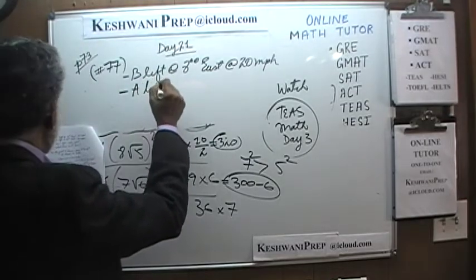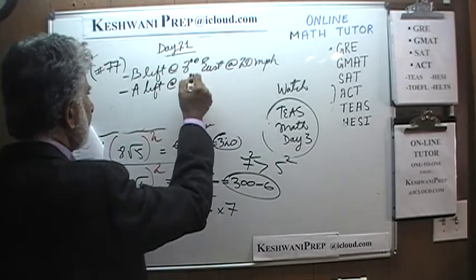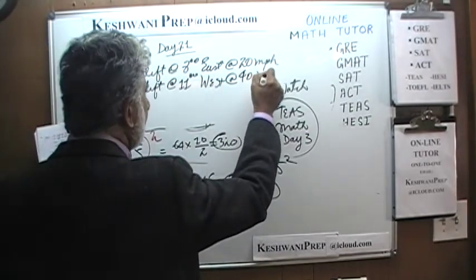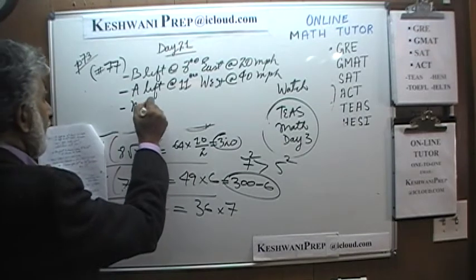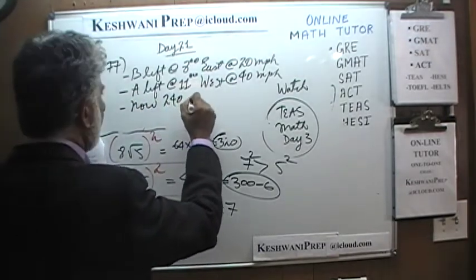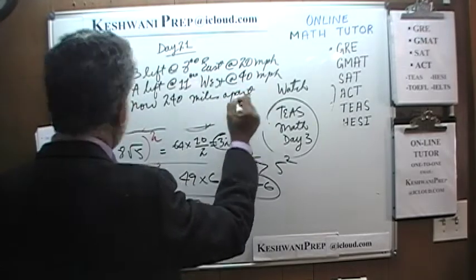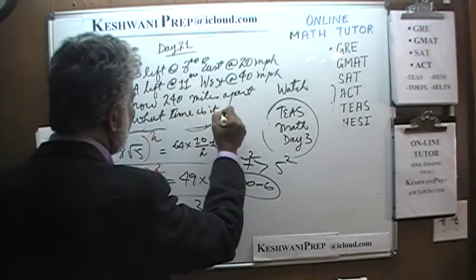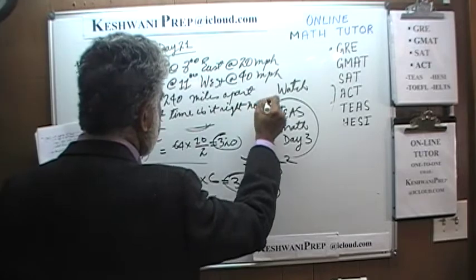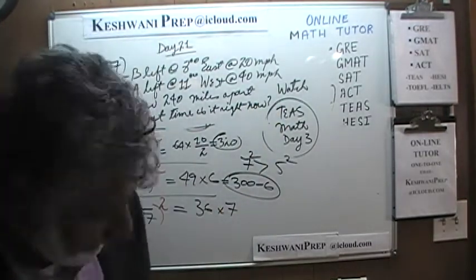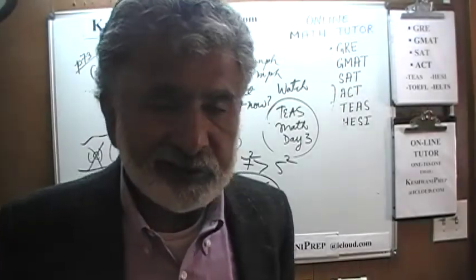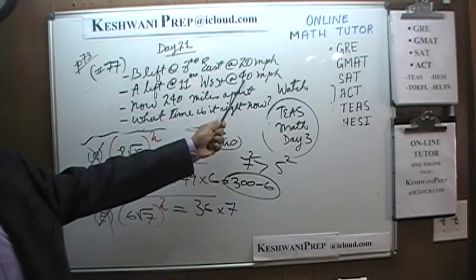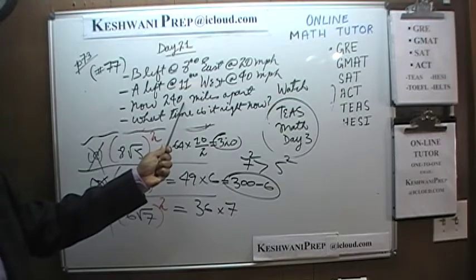A, we are told, left at 11 o'clock, 3 hours after this guy left. And he's going west at 40 miles per hour. We are told that right now they are 240 miles apart. The question simply is, what time is it right now? What time is it right now if B left at 8 o'clock in the morning going east at 20 miles an hour? 3 hours later, A started driving in the westward direction at 40 miles an hour, and we are told at this point in time they are 240 miles apart. What time is it right now?